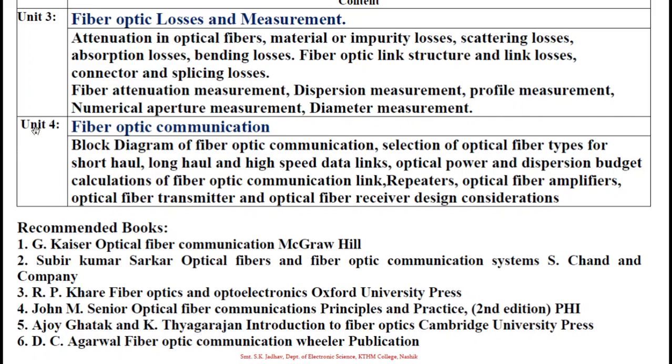And the last unit covers fiber optic communication, its block diagram, then selection of optical fibers, then the selection of optical fiber for short haul, long haul and high speed data links, then dispersion budget calculation, then components like repeaters, optical fiber amplifiers, then optical transmitters, optical fiber receiver and its design considerations.